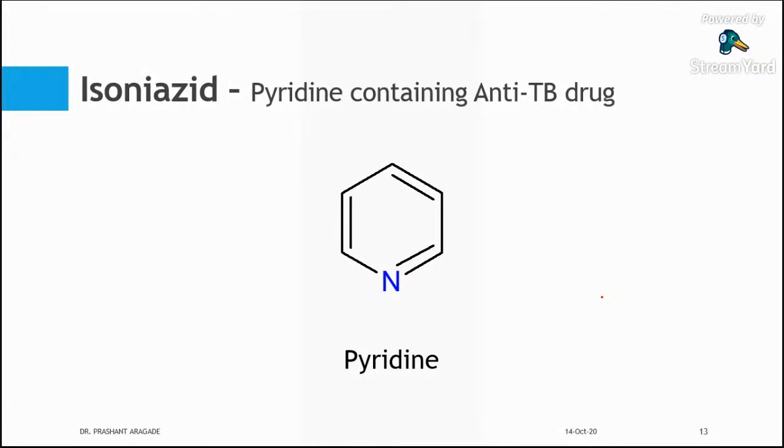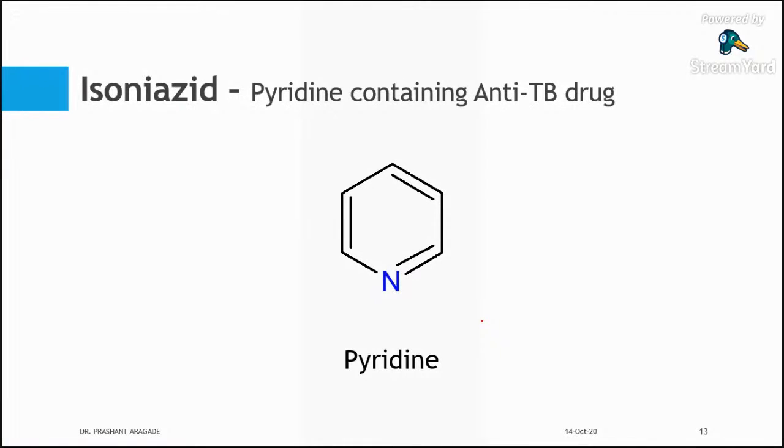So isoniazid contains which heterocyclic ring? Pyridine. So isoniazid is a pyridine containing anti-TB drug. So this is the structure of pyridine heterocyclic ring, that is a 6-member heterocyclic ring containing nitrogen atom. Okay, so you can number from either direction 1, 2, 3, 4, 5, 6. So this is the structure of pyridine. Pyridine means what? A 6-member fully unsaturated ring containing nitrogen as a heteroatom.